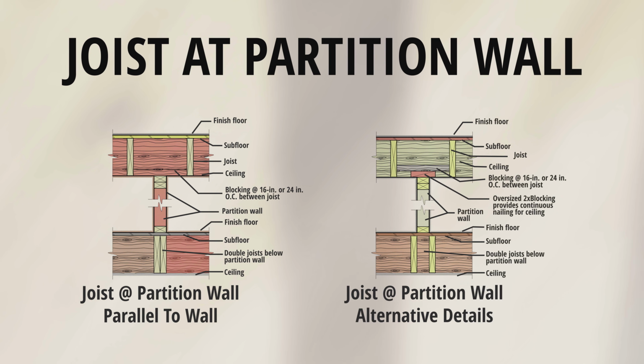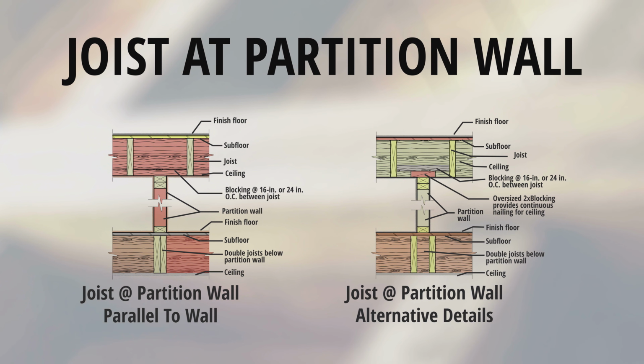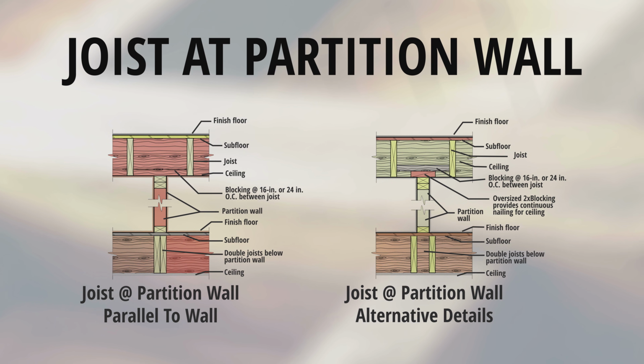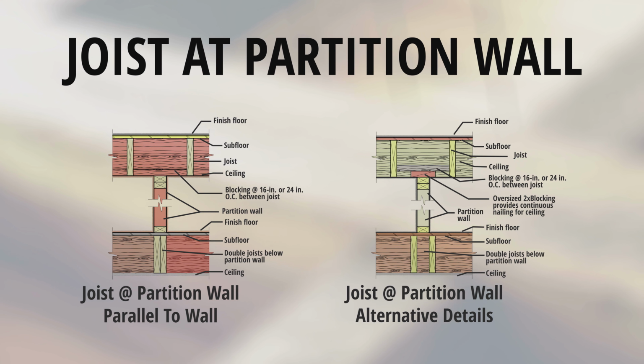Joist at partition wall, alternative details. Finish floor, subfloor, joist, blocking at 16-inch or 24-inch on center between joists. Oversized 2x blocking provides continuous nailing for ceiling. Partition wall, finish floor, subfloor, double joist below partition wall, ceiling.